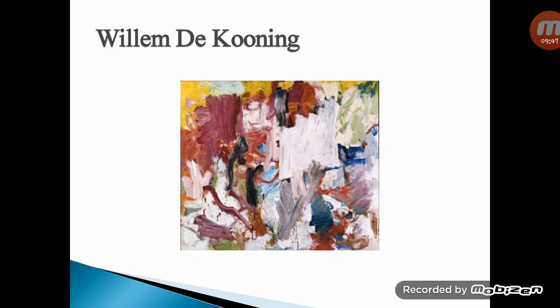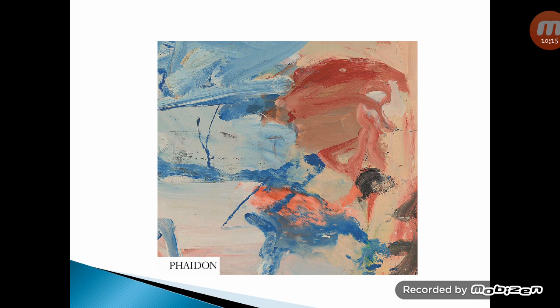William de Kooning, another abstract artist, was born in 1904 and grew up in Holland. Some of his work.